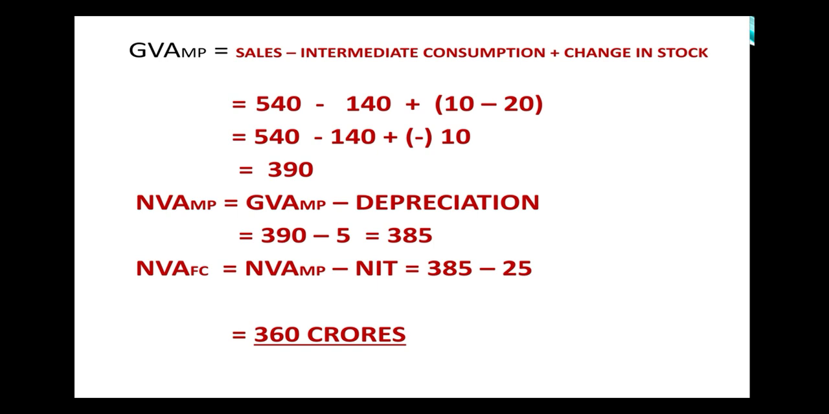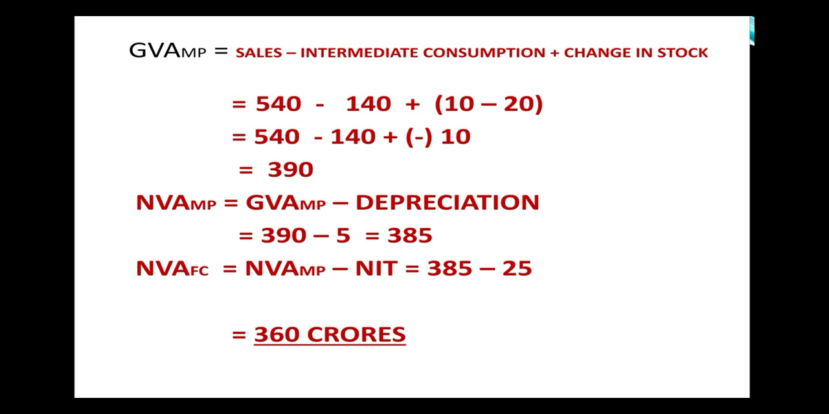So sales is 540, intermediate consumption is 140, and change in stock is minus 10. So gross value added at market price comes to 390. Now we need to find net value added. If you want to find net value added, we will subtract the depreciation from it, and depreciation is 5. So our net value added at market price is 385.